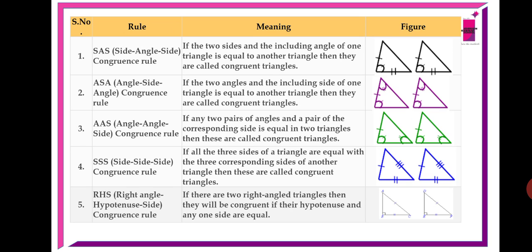Now with all these congruency rules, if you prove that two triangles are congruent with any of the rules, then automatically the corresponding parts of congruent triangles are equal, as you have used in the previous sessions. In short form we call it CPCT. Corresponding parts of congruent triangles are equal.